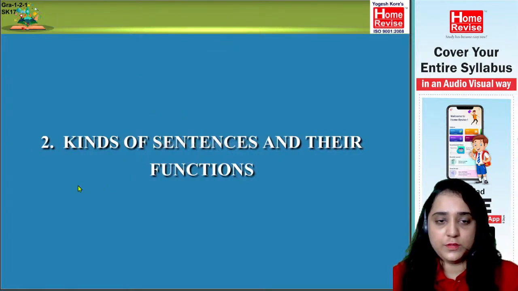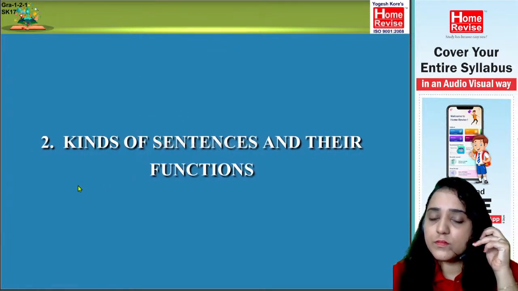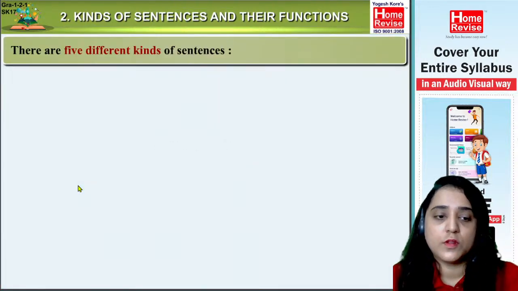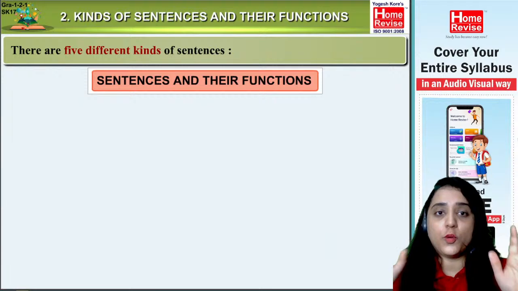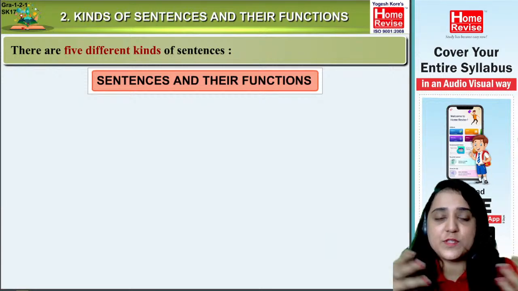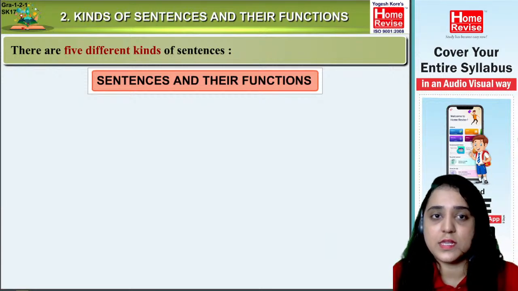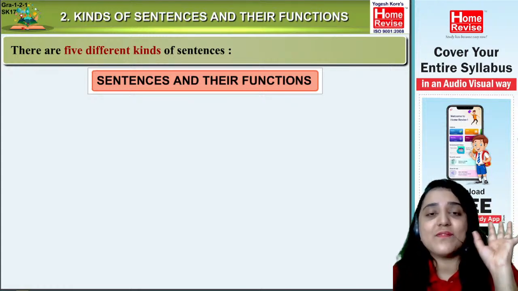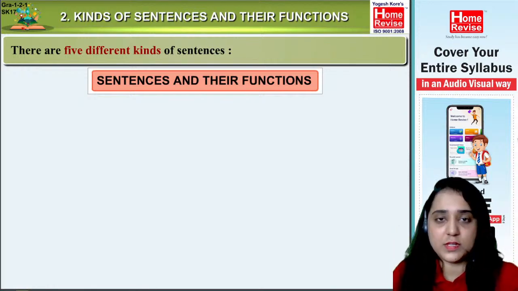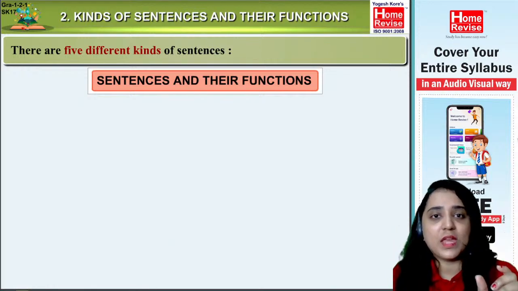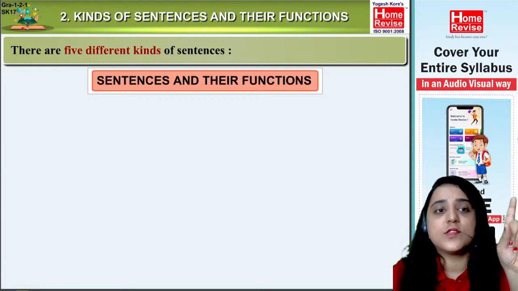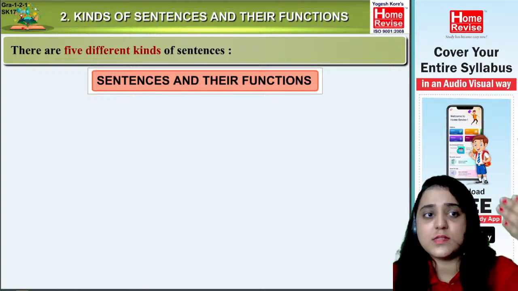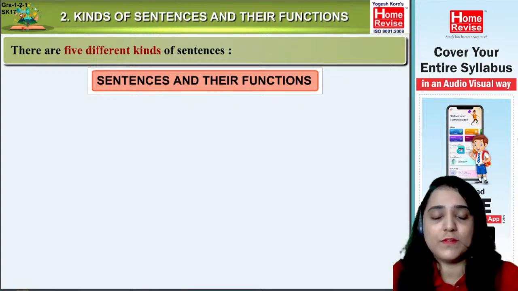Chapter 2. Kinds of sentences and their functions. There are 5 different kinds of sentences. First, note this thing: we have 5 kinds of sentences, and they have different functions. Each sentence kind has been given a different name, and it has some meaning. So line by line, we will see what the 5 kinds are and what their meaning is.